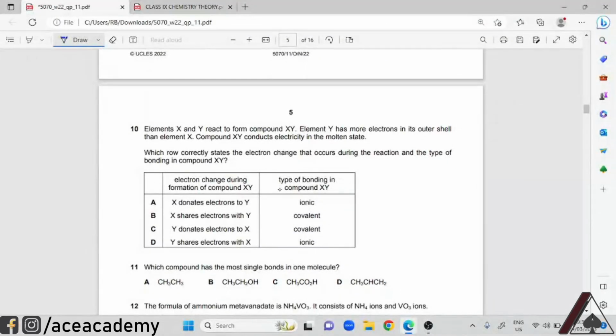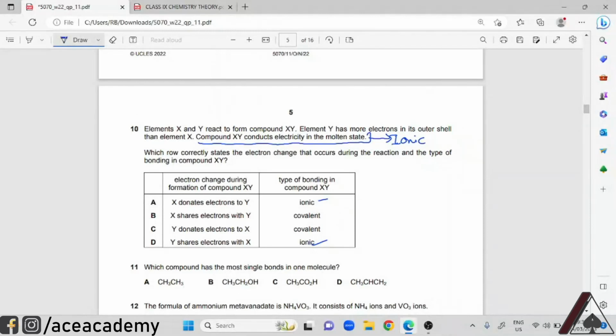Question 10 says elements X and Y react to form compound XY. Element Y has more electrons in its outer shell than element X. Compound XY conducts electricity in the molten state. Which row correctly states the electron change that occurs during the reaction and the type of bonding in compound XY? We know that compound XY conducts electricity in its molten state, and this can only happen when the compound is an ionic compound. So the answer is somewhere between option A and D.